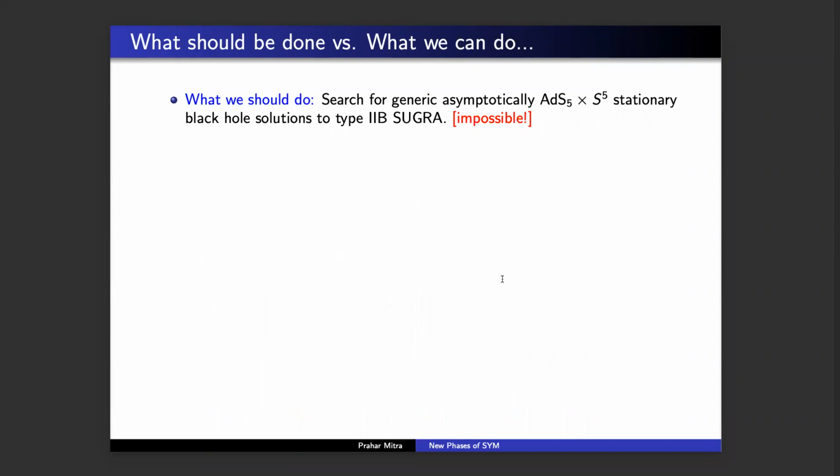Okay. So what we should be doing, of course, is to search for generic stationary solutions which have asymptotically ADS5 times S5 asymptotics in type 2B supergravity, so in 10 dimensions. This is what we should be doing. But for all intents and purposes, even if you try to do this numerically, this is an impossible problem. It's a 9-dimensional problem, and the hardest numerical problems that are being done right now are these supernova explosion simulations, and those are 7-dimensional problems. So this is completely impossible to do.